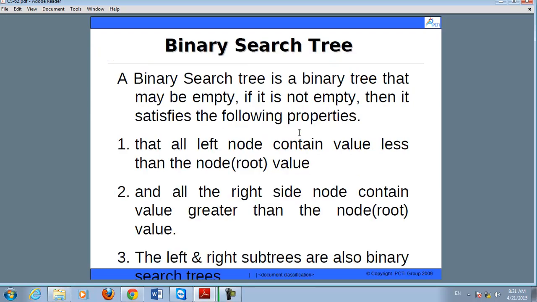Next is binary search tree. In today's session, we will discuss about the binary search tree and advanced trees. Now what is binary search tree? It is a kind of tree. It means it is a non-linear data structure. A binary search tree is a binary tree that may be empty, or if it is not empty, then it satisfies some conditions: all the left nodes contain values less than the root node, all the right side nodes contain values greater than the root node, and the left and right subtrees are also binary search trees.